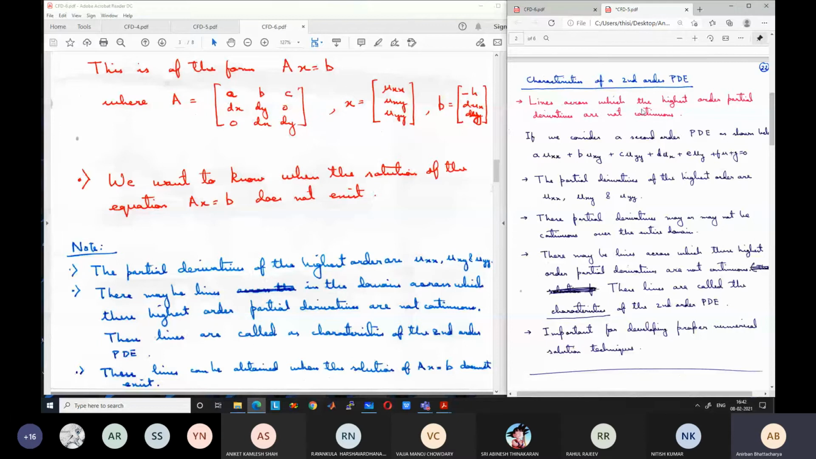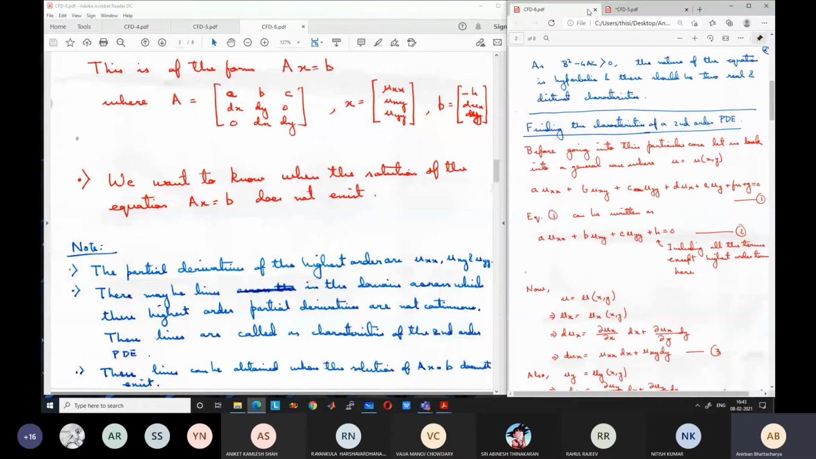So these three terms are not continuous along that line. Across that line means on one side of the line they have one value, on the other side of the line they may have another value. So there may be a jump. So at that line there may be no solution or an infinite number of solutions. Let us assume that there is no solution on that line.